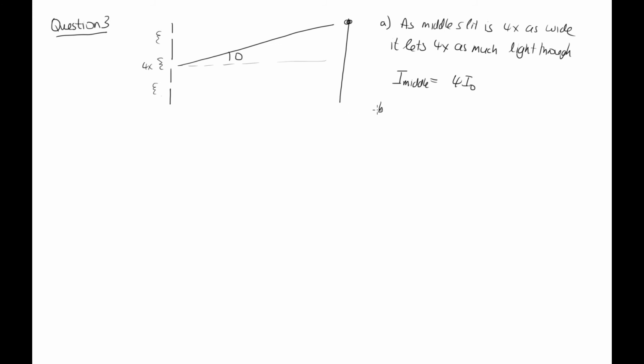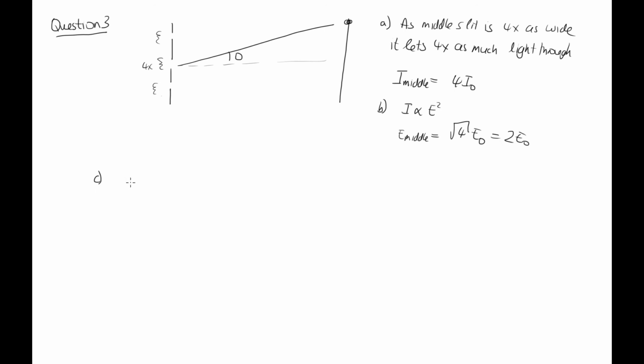Now part B says what are the relative electric field amplitudes, and this one, once we've got the relative intensities, it's not too hard because we know that intensity is proportional to the electric field squared. So if the middle intensity is 4 times the outer intensity, the middle electric field is going to be equal to the square root of 4 times E of the outer one, and so that'll be 2 times the electric field strength from one of these outer slits here.